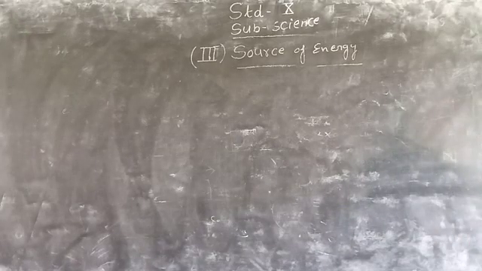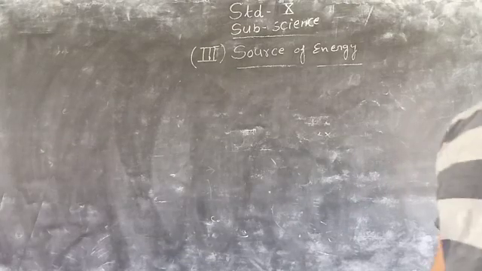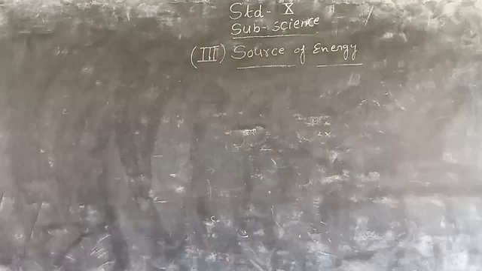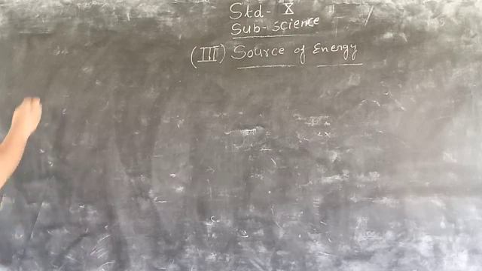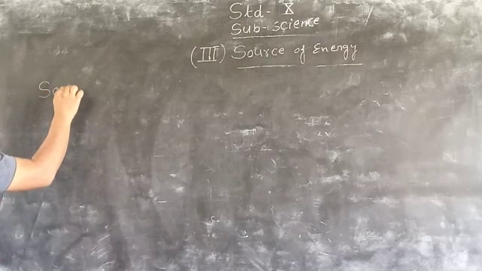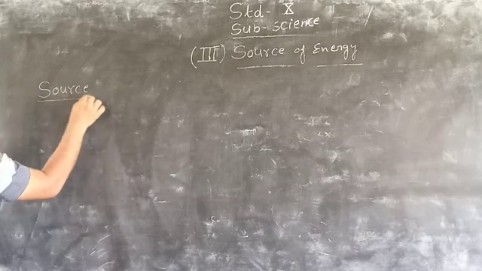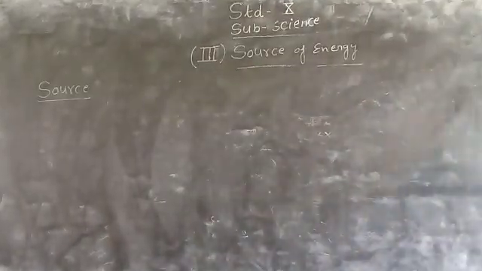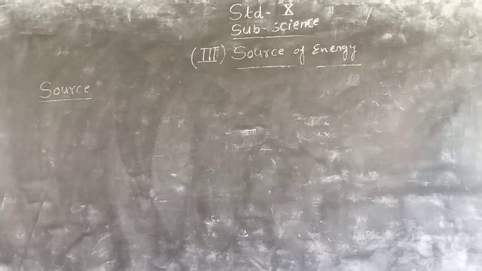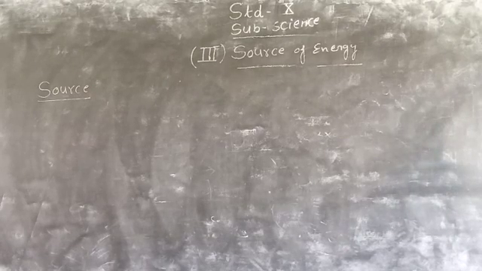Any system which provides us some amount of energy is known as a source. Any object that provides us energy is our source. If we define a source, a source is a reservoir that provides us energy without changing its heat or energy. That is called the source.